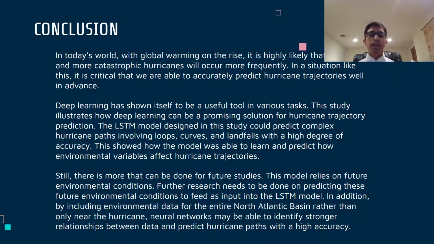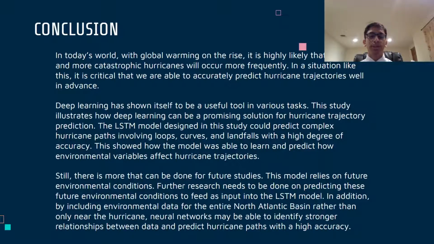So to conclude, in today's world with global warming on the rise, it's highly likely that stronger and more catastrophic hurricanes will occur more frequently. In a situation like this, it's critical that we are able to accurately predict hurricane trajectories well in advance. Deep learning has been a useful tool in many problems, and it seems that it can be very useful in hurricane trajectory prediction as well. The LSTM model designed in this study could predict complex hurricane trajectories that involved loops, curves, and landfalls only through the variables around the hurricane. This showed how the model was able to learn and predict how environmental variables affect hurricane trajectories.